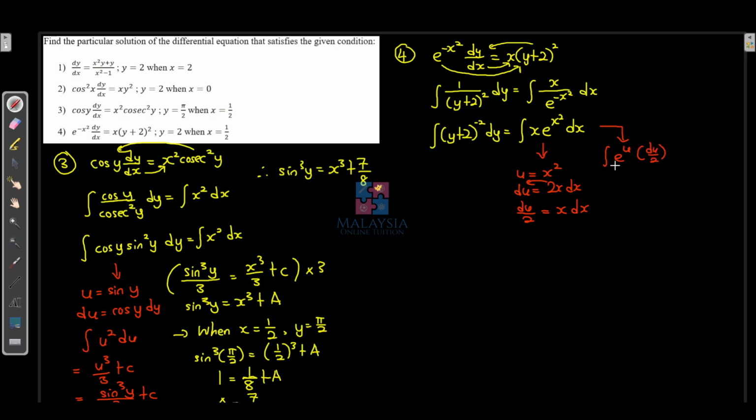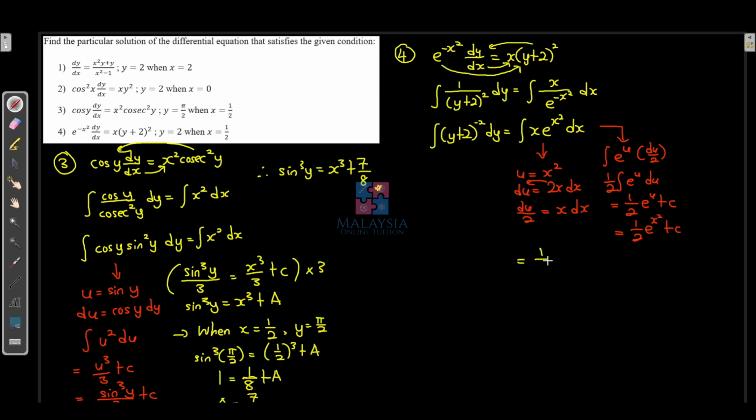So you can put the 1 over 2 outside, so integration of e to the power of u du. So what is this integration? 1 over 2 e to the power of u plus c. So u is x squared, so we get 1 over 2 e to the power of x squared plus c. That's it.